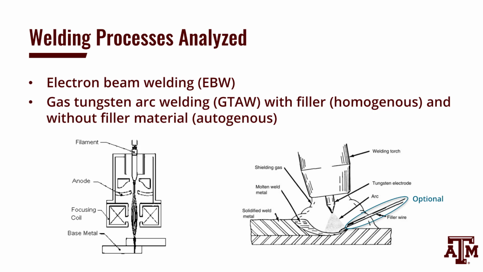On the other hand, gas tungsten arc welding uses an electrode with a shielding gas and optional consumable filler metal. GTAW is done handheld and requires great precision. EBW leaves behind a deep and narrow weld bead, whereas GTAW leaves a shallow and wide bead.